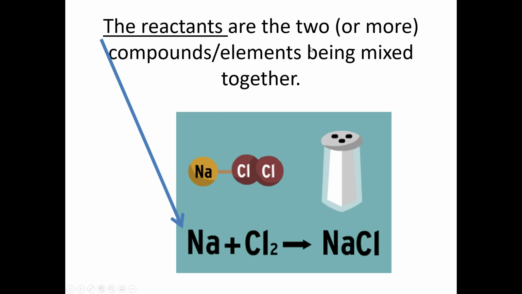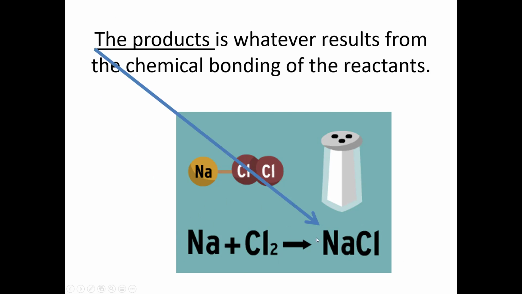So the reactants in this equation are the two or more compounds that are being mixed together. So in this case, it is Na and Cl2. These are your reactants. And then the products are what you get after the chemical reaction. So if you add these together, you will get NaCl, which is your product, and that is salt. So reactants over here, products over here.